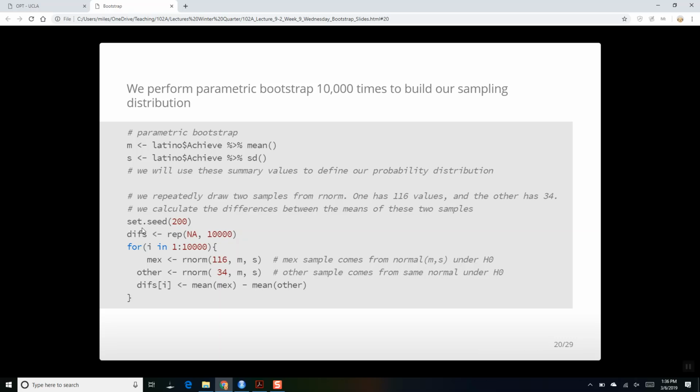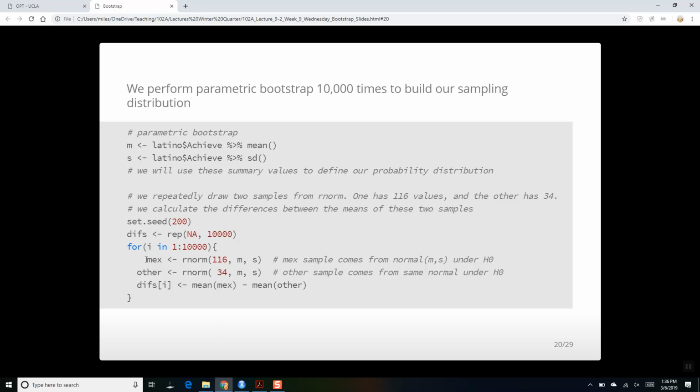The way we do this is, just for reproducibility, I'll set a seed here. I'm going to create an empty vector of 10,000 values. And again, because under the null hypothesis we're assuming my samples come from the same population, I'm going to use rnorm. We're going to assume that our samples come from a normal distribution. I'm going to draw 116 values from a normal distribution with mean M and standard deviation S.